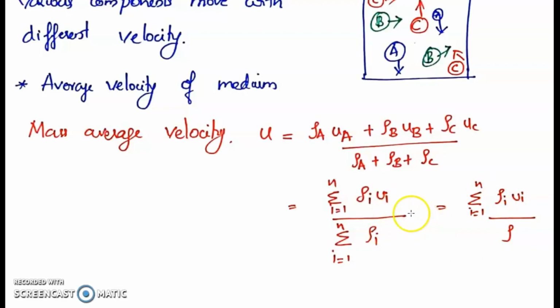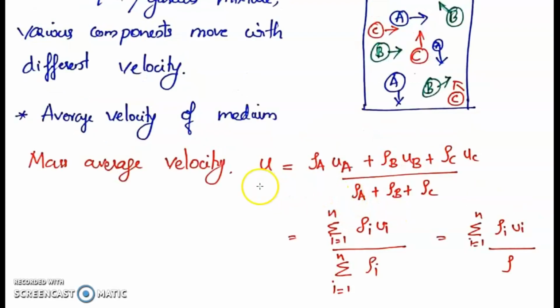So if you look at the units, rho_i will be kilogram per meter cube, velocity unit will be meter per second, divided by rho_i again, that is kilogram per meter cube. So this kilogram per meter cube cancels off and we have the unit of velocity, that is meter per second. So this is mass average velocity.